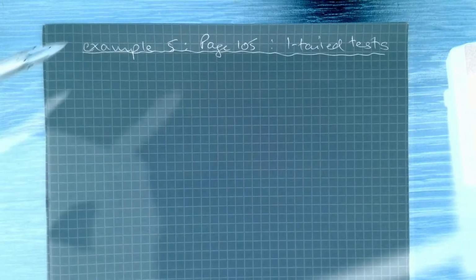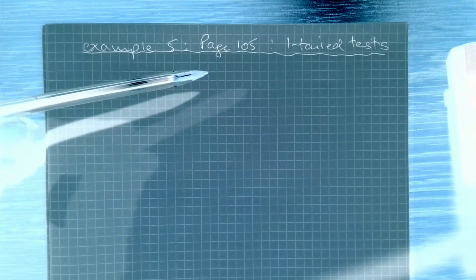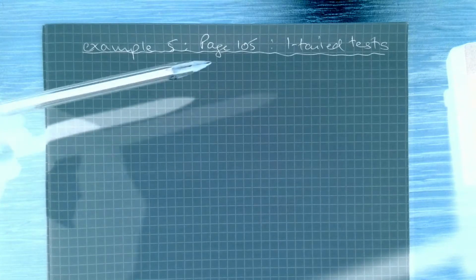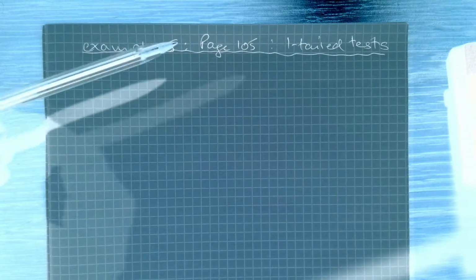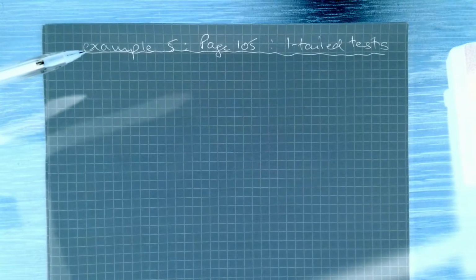This is a video just going through example 5 on page 105 for one-tailed tests. In a lesson before half term we went through how to do a hypothesis test. So now it's applied to a real life situation.